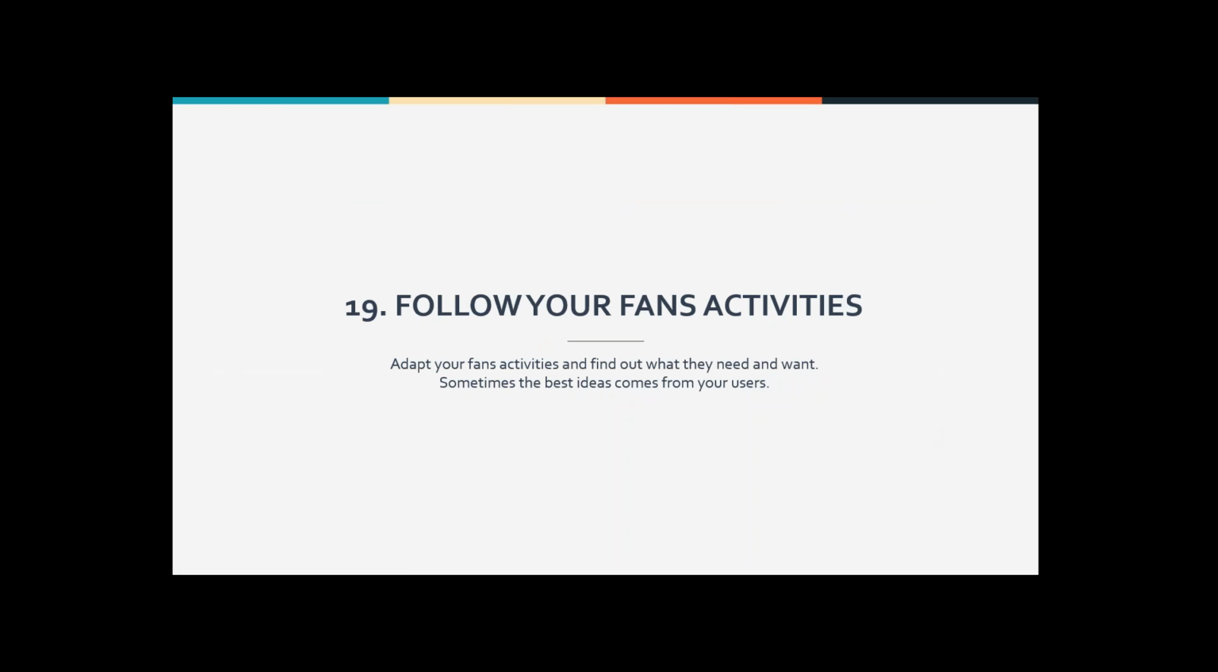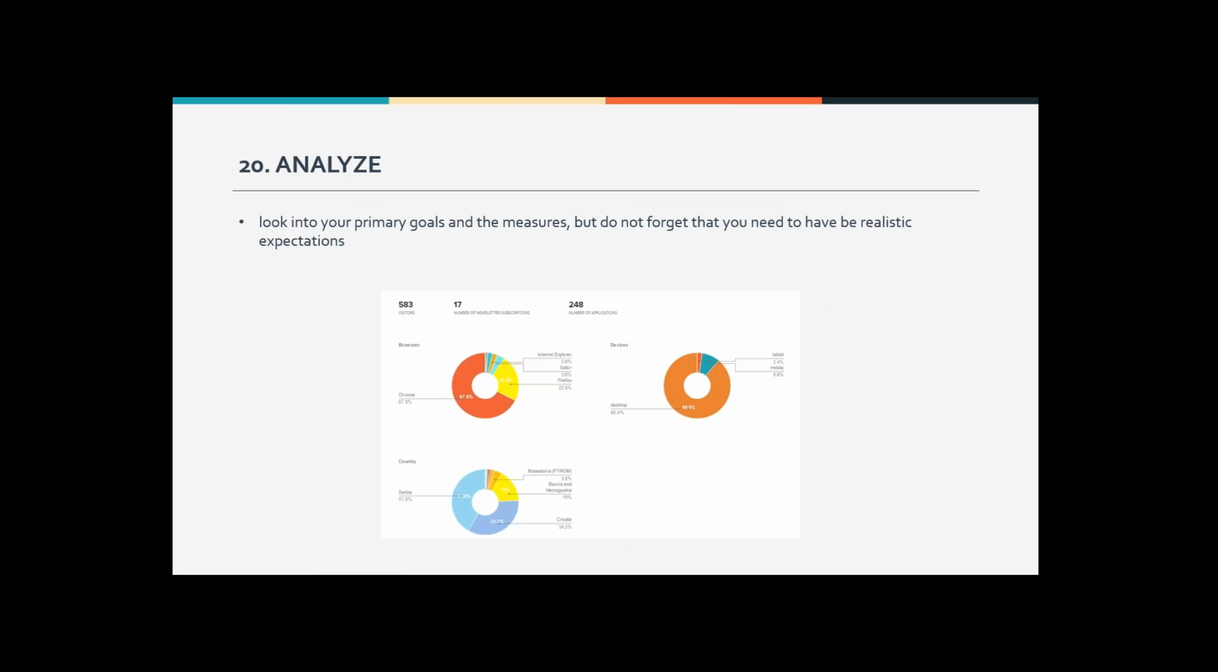The ninth rule is about following your fans' activities. So you have to adapt your fans' activities and find out what they want and need. Sometimes the best idea comes from your users, so maybe they will say something about some contests they want to see, or maybe they will talk about what they want, what they need, so you can make some campaign out of it. And of course, analyzing. At the end of your contest, look into your primary goals and the measures, but do not forget that you need to have realistic expectations.